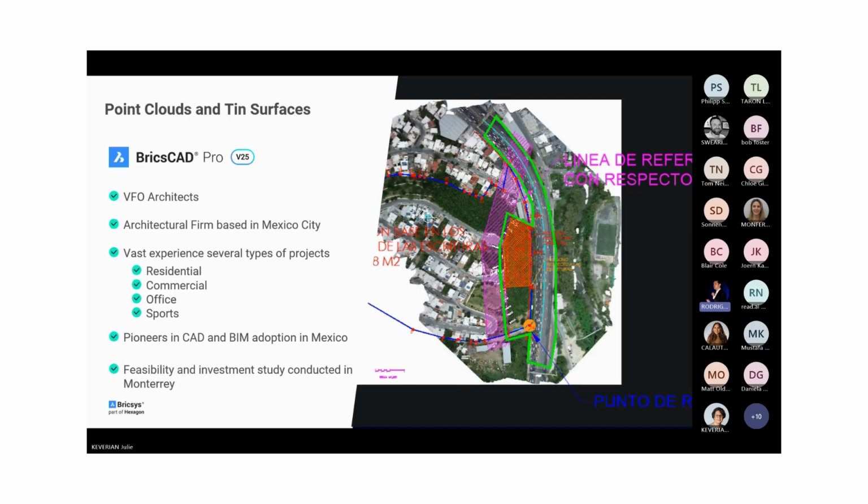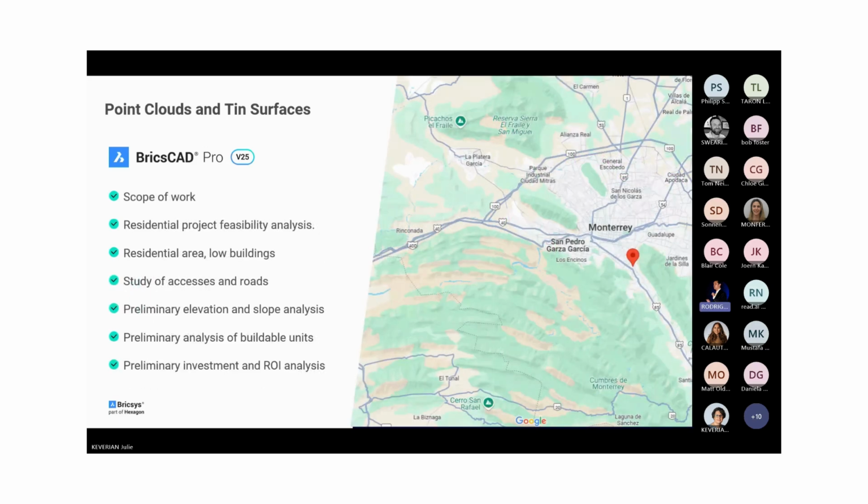So to do this in the scope of work, they were asked to perform their feasibility analysis. The area where the project was going to be built is still in process. It's a residential area with low buildings. They've been asked to perform a study of accesses and roads, preliminary elevation and slope analysis, preliminary analysis of buildable units, and a preliminary analysis of investment and return of investment.